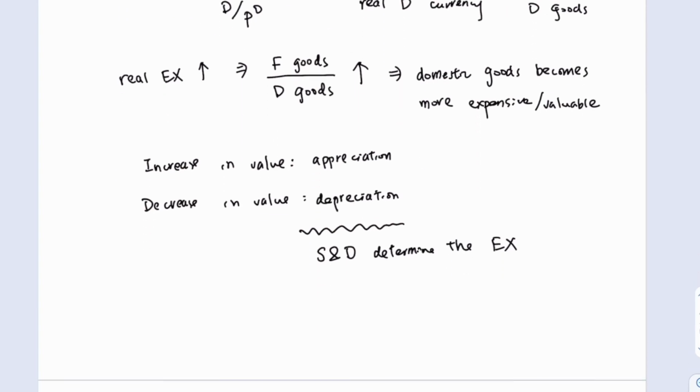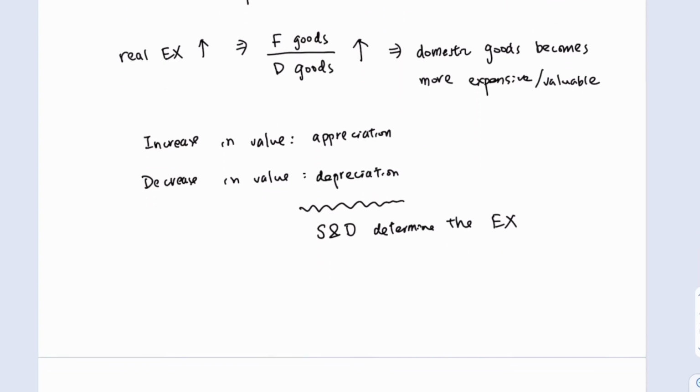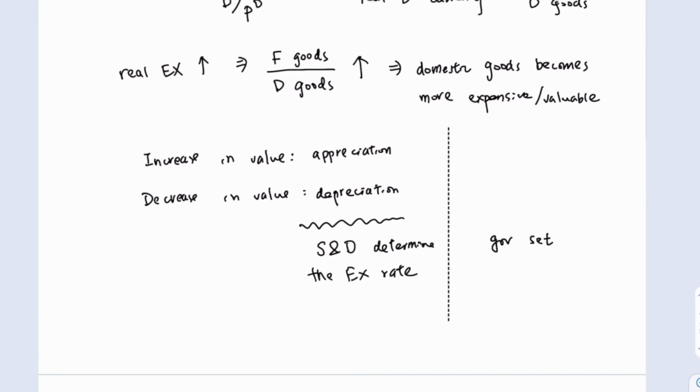However, it doesn't apply to all countries. For some countries, the exchange rate is determined by the government. In that case, when there is an increase in a country's currency value, it is called revaluation. And when there is a decrease in the value of a country's currency, it is called devaluation. So we term it differently.